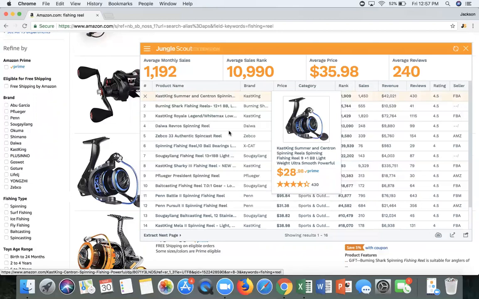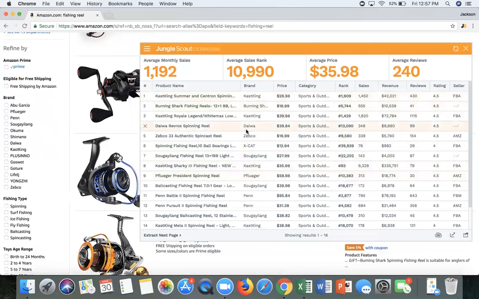We're just probably researching. Right here, brand, this is where you want to look hard, okay? So let's say this X-Cat brand had like 5 or 6 listings for this fishing reel, okay? So let's say it was X-Cat here. Let's say they had the first 5 or 6 listings. Do not go into that, because that means that they're dominating this market, okay? They have several listings on the first page. You would not be able to compete with them.